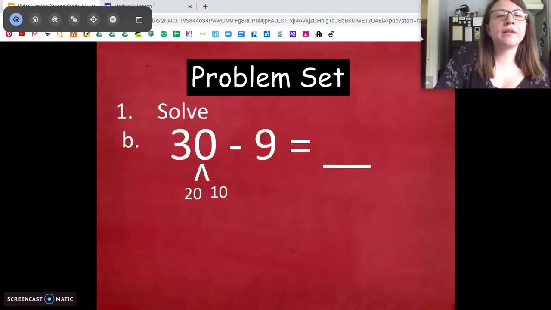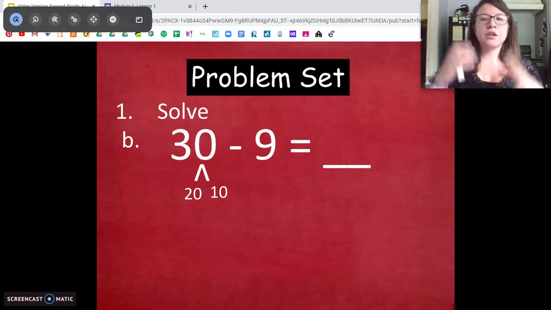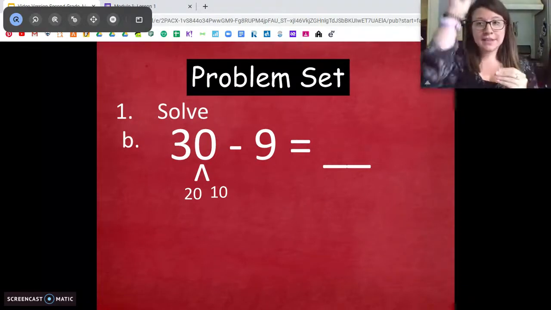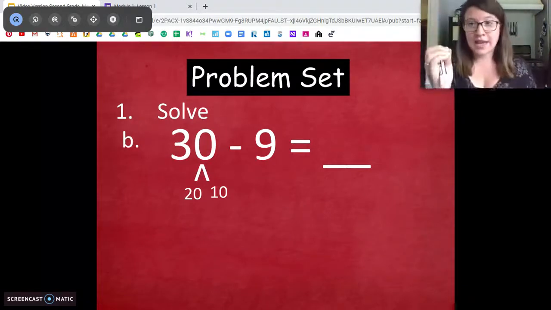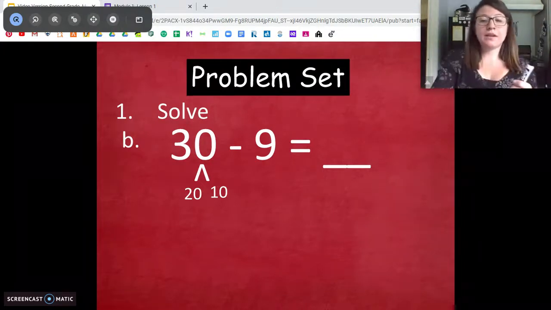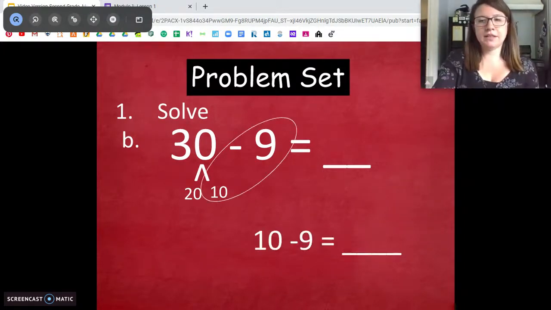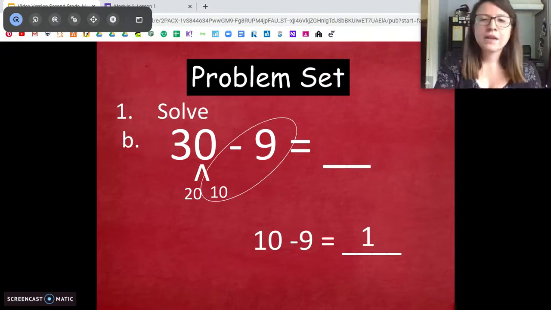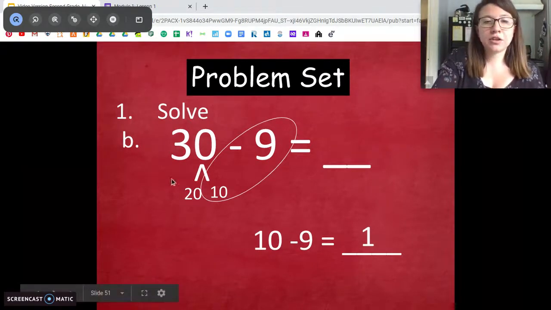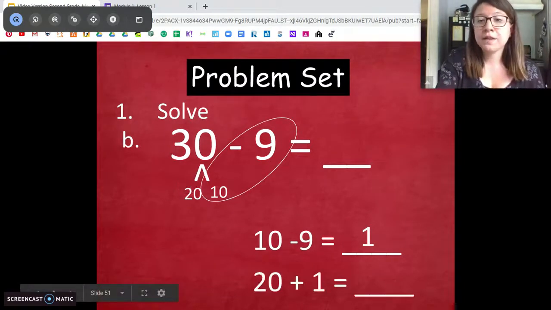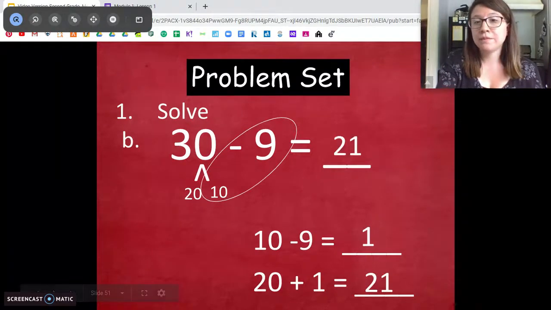We'll do one more together. Same idea. You're going to break apart the 30, take out 10. So we have a 10, and your other part's 20. Now, 10 minus 9, easy peasy fact. We know that one, right? Now you have to add in your extra 10s over here. 20 plus 1 is 21. Your answer is 21.